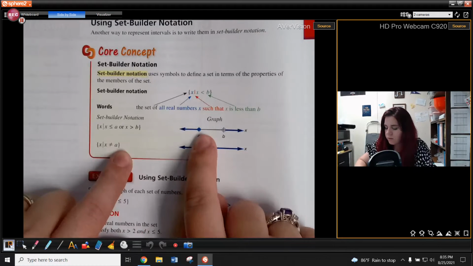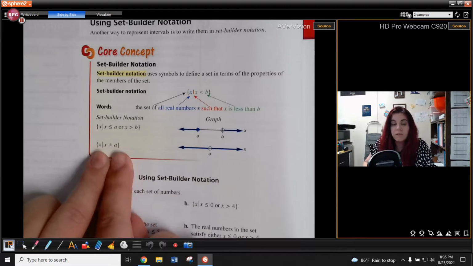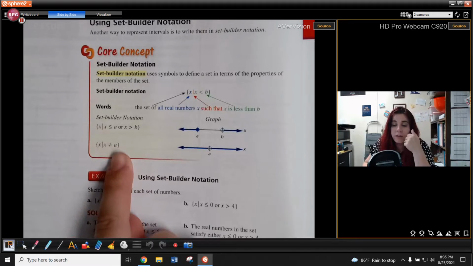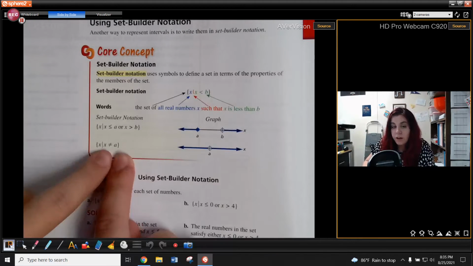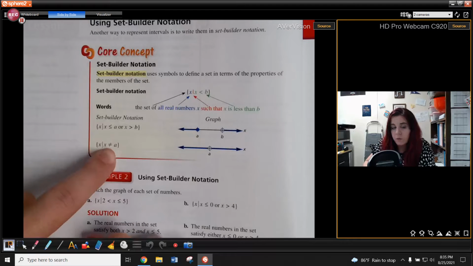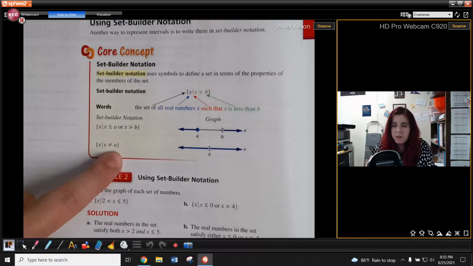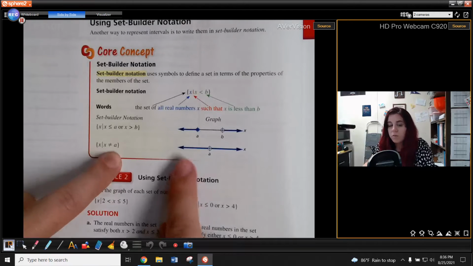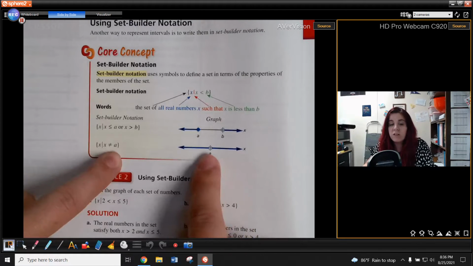And then here, this is another interesting way to say things. And there's a lot of variance that you're going to see. We'll go through a bunch. But you'll see here X is not equal to A. That would mean that X could be anything except for that one single value. So the way that would look on a graph is just shading the whole thing except for the A value.